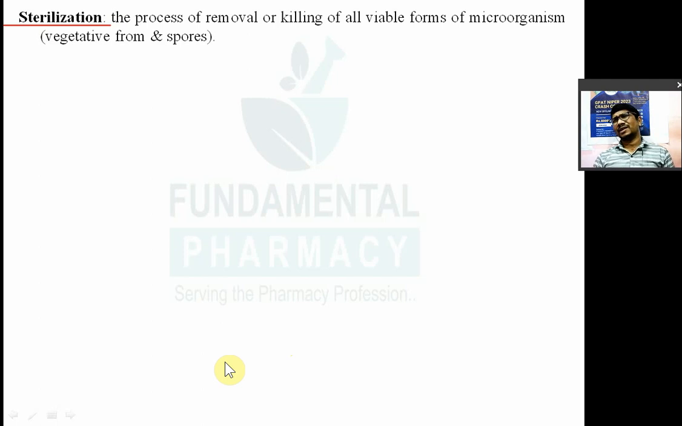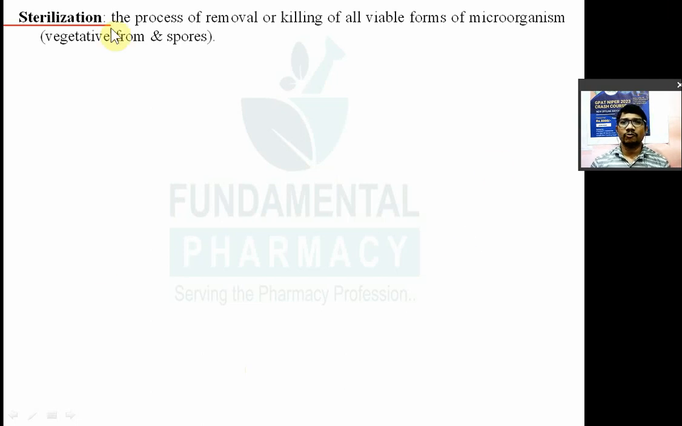Sterilization means absence of any viable form of microorganism, or removal or killing of any viable form of microorganism. The process of removal or killing of all viable forms of microorganism, including their vegetative form and spores. तो माइक्रो ऑर्गेनिज्म का डिस्ट्रक्शन जो है उसको अपन बोलेंगे स्टरलाइजेशन. डिस्ट्रक्शन कौन सा? सभी टाइप की माइक्रो ऑर्गेनिज्म.